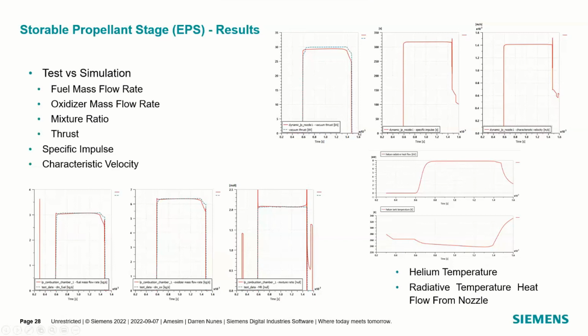And then we knew the thrust. And again, this was from open literature, from those references. But we were able to still get that specific impulse that we had talked about before, as well as the characteristic velocity. So the crawl, walk, run approach is always the great approach when you really look at analyzing these type of high level or high fidelity system models. So last part on the bottom, sorry, I forgot to mention, we were able to look at the helium temperature as well as the radiative temperature heat flow from the nozzle.